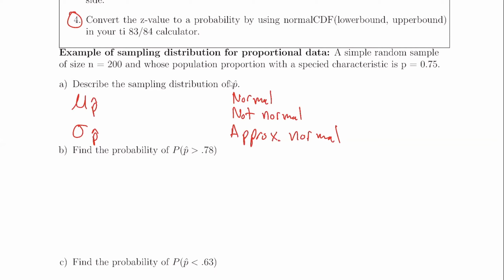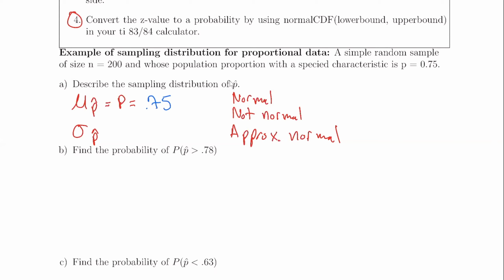All right then. So mu of p hat is equal to p. P in this case is 0.75. So you put 0.75 there. And that's it for mu of p hat. Any question for mu of p hat?